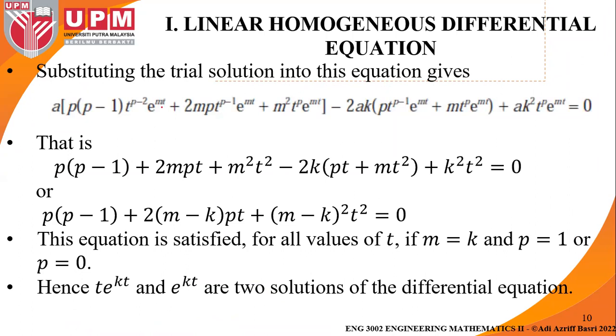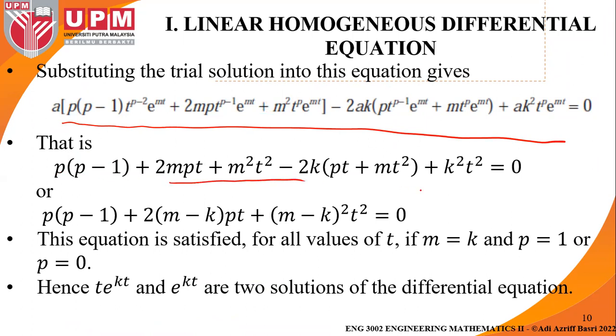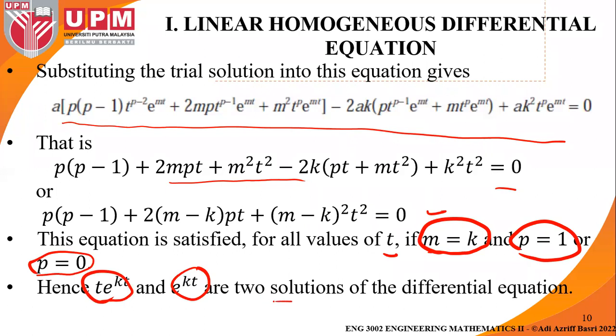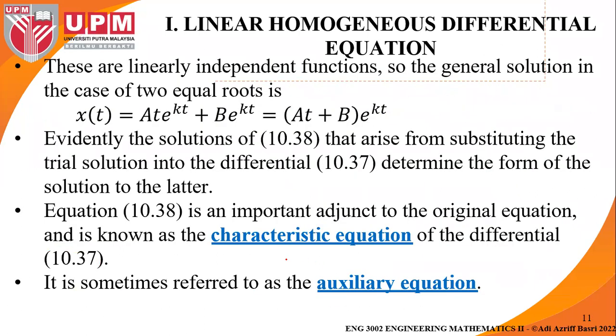Substituting the trial solution into these equations gives this form: p(p minus 1) plus 2m equal to 0, which can be simplified like this. This equation is satisfied for all values of t if m equals k and p equals 1 or p equals 0. Hence t exponent kt and exponent kt are two solutions of the differential equation. These are linearly independent functions.